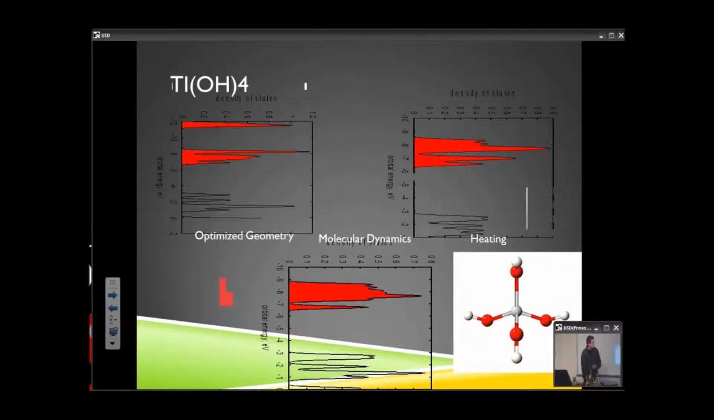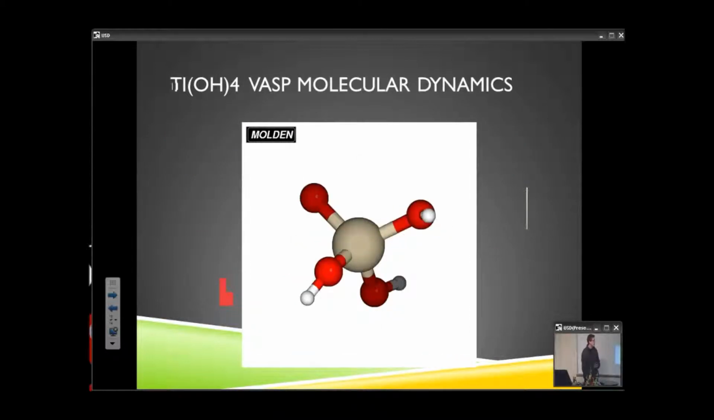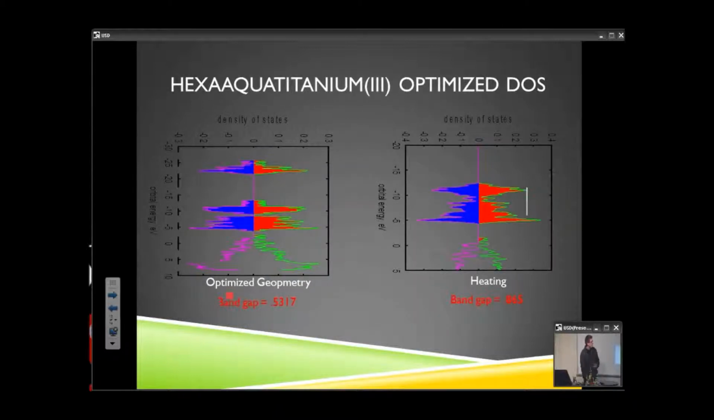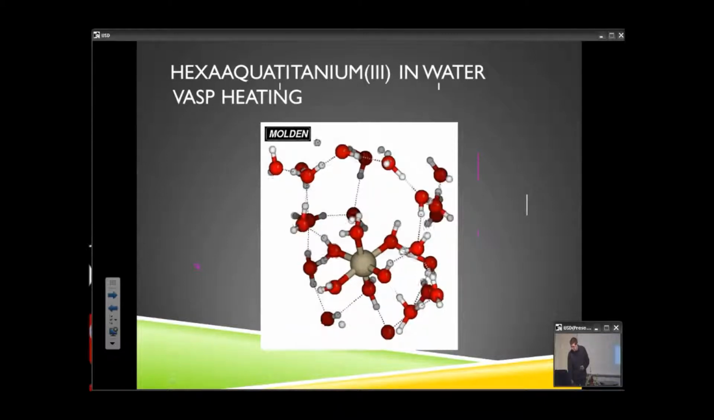The rest is for the tetrahedral geometry, and because this is a d0, we don't need a spin-polarized method, and so that was seen, and these are the density of states. I also have a couple movies of the heating and the molecular dynamics, but with what I have left, I want to show this was the hexaaqua titanium, but this was in a number of water molecules, and so we were taking a look at how it actually interacts with water, not just the ion itself.